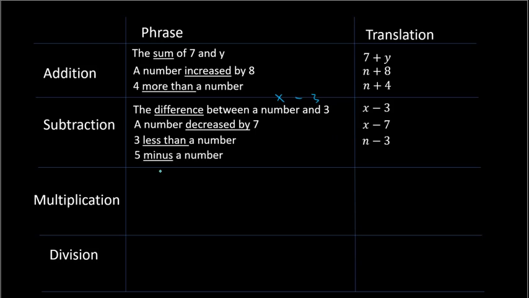And then the word minus also means subtraction as well. So 5 minus a number means you do 5 minus, or subtracted by, some number, and we'll call that n. So this would be 5 minus some number.